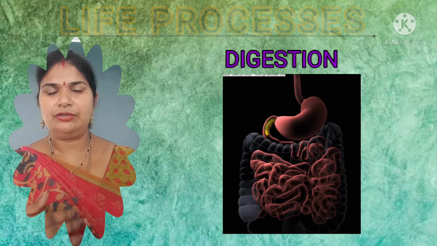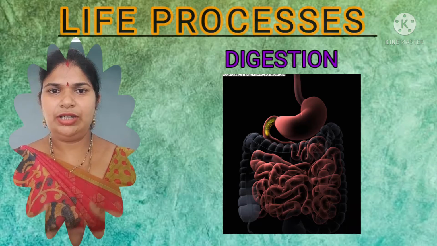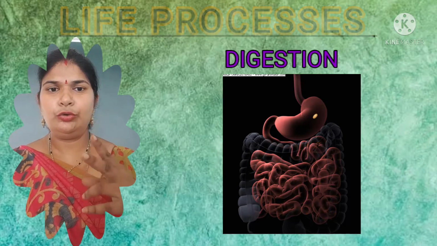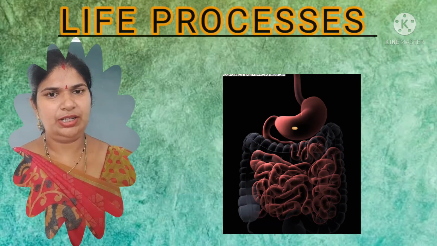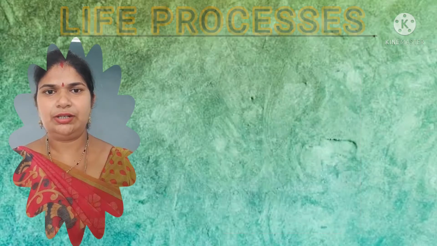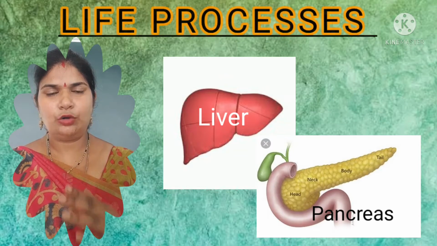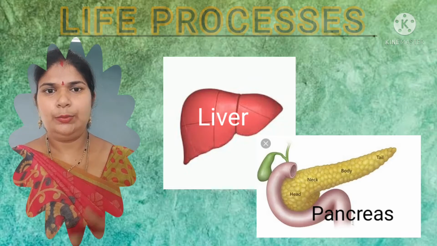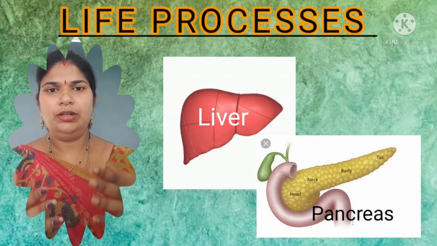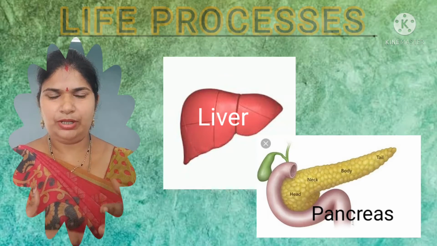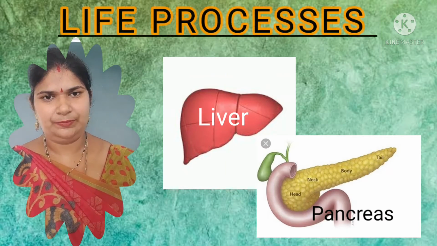This chyme passes into the next part of our digestive system, the small intestine. Here, for digestion to take place, two glands are involved, children: the liver and the pancreas. The liver secretes bile that breaks down fat into fatty acids and glycerol, whereas the pancreas secretes pancreatic juices that help in breaking down carbohydrates into sugars, proteins into amino acids and fats into fatty acids, children. Okay.